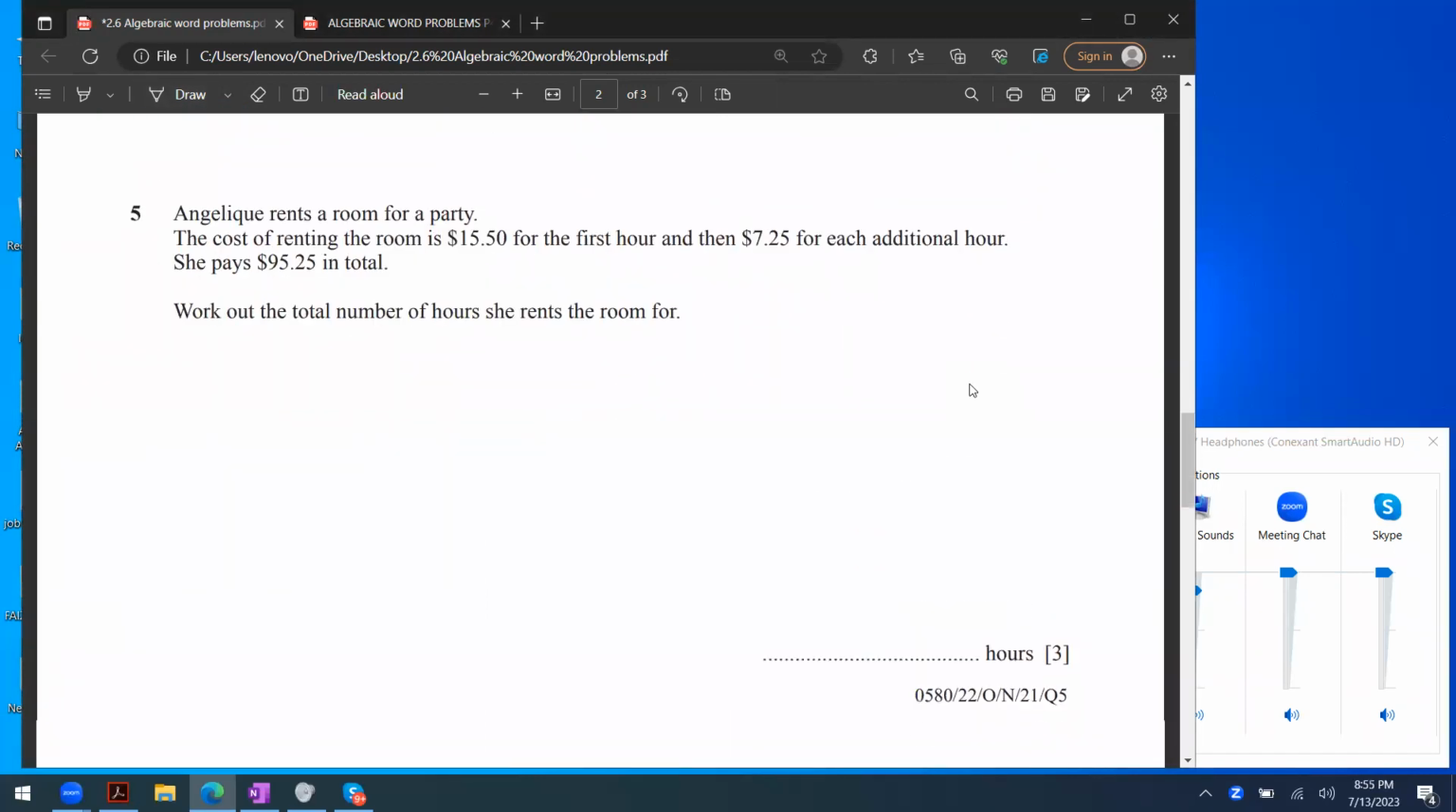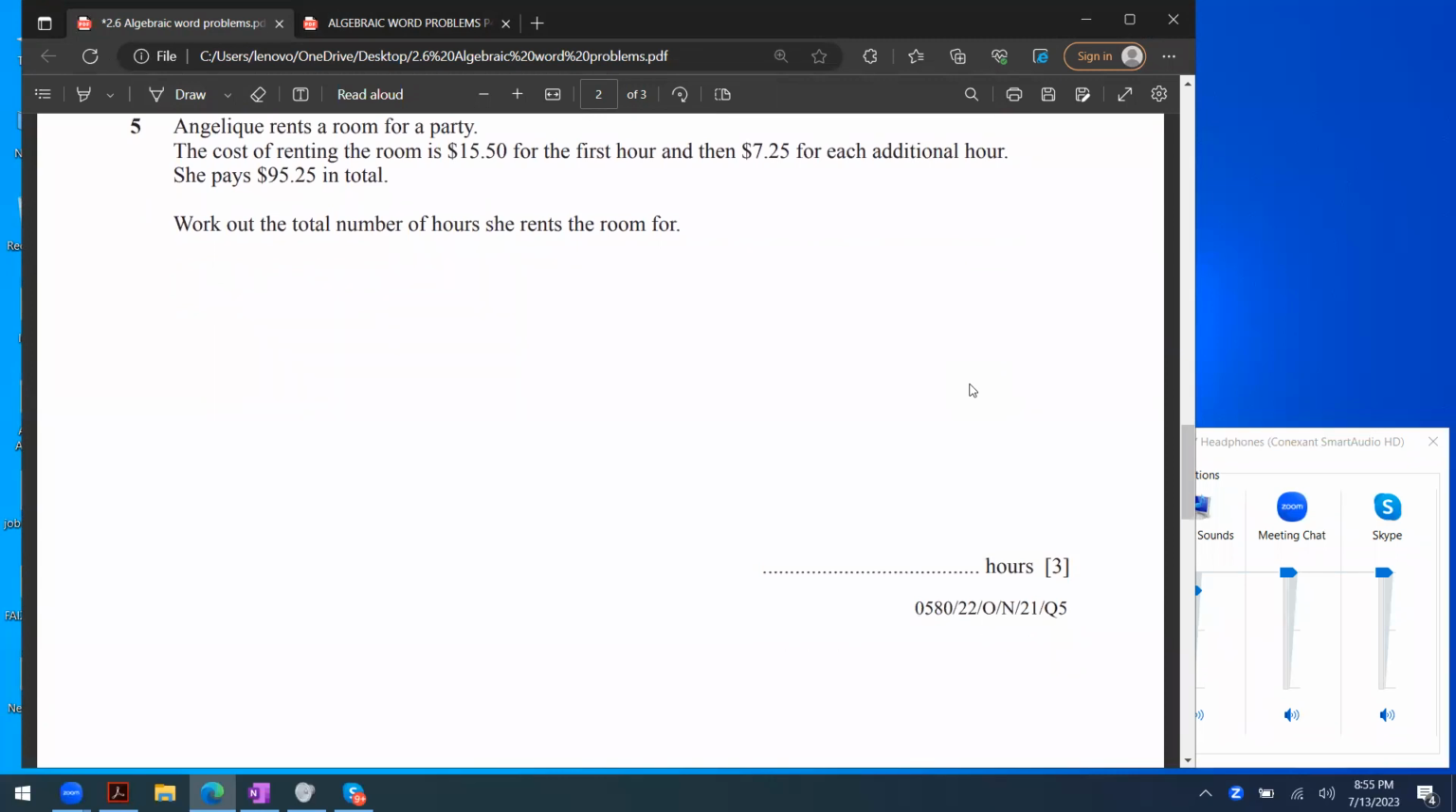For this number 5 question, any answer we have? The answer is 12 hours. Did anyone get close to it? Okay, let's do it. Basically, it's an algebraic word problem, we need to make equations from the information.